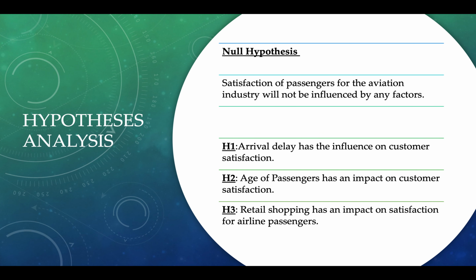Now we're going to discuss the hypothesis analysis. For this part, the null hypothesis we have here is that satisfaction of passengers in the aviation industry will not be influenced by any factors. Against this null hypothesis, we have three hypotheses. The first one is that arrival delay has an influence on customer satisfaction. The second is that the age of the passenger has an impact on customer satisfaction as well. The third one is that retail shopping has an impact on satisfaction for airline passengers.